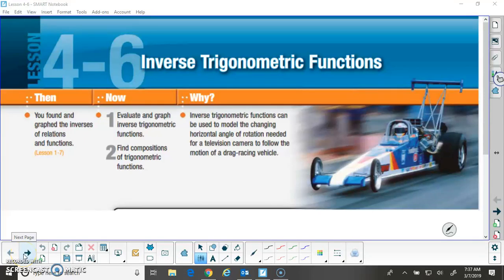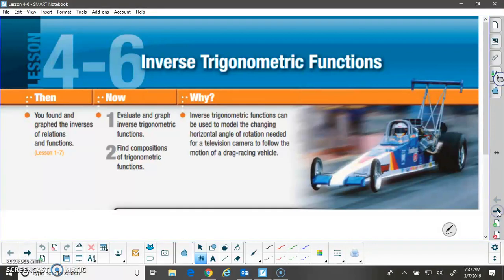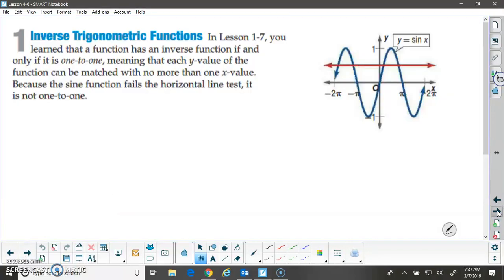Lesson 6 of Chapter 4 is on inverse trig functions. So here's a picture of a sine wave, and before we can get into inverse trig functions, we need to talk about functions being one-to-one. And a sine function is not a one-to-one function because it passes the vertical line test but fails the horizontal line test, and that red line on the sine wave shows that it fails the horizontal line test.